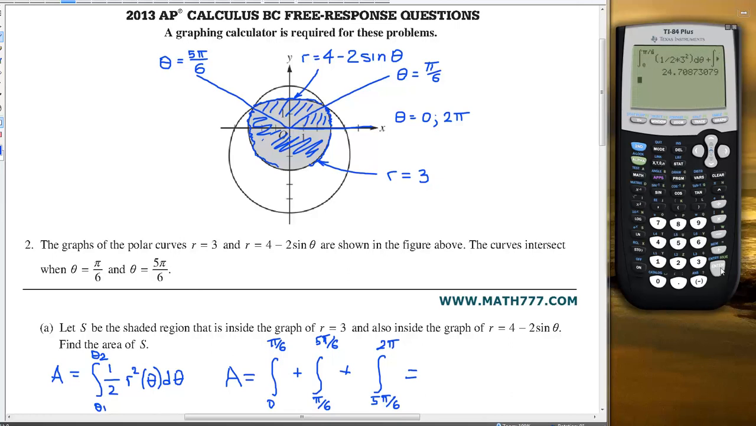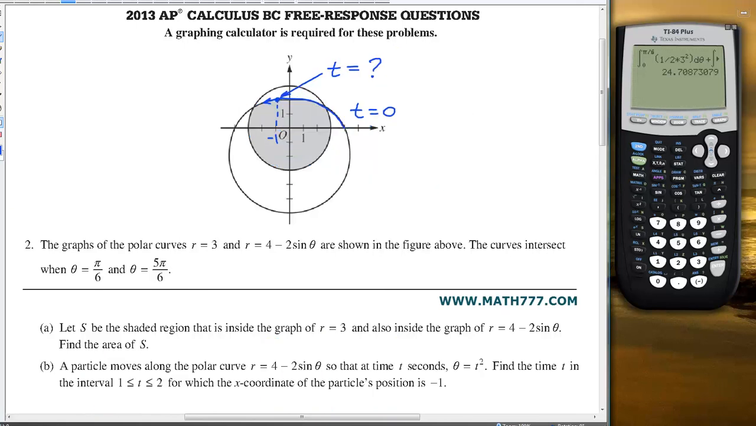Enter, and we find the value of this integral. It's 24.71, so this is equal to 24.71. And so this is our answer for the value for this area. Let's look now at part B of this question.